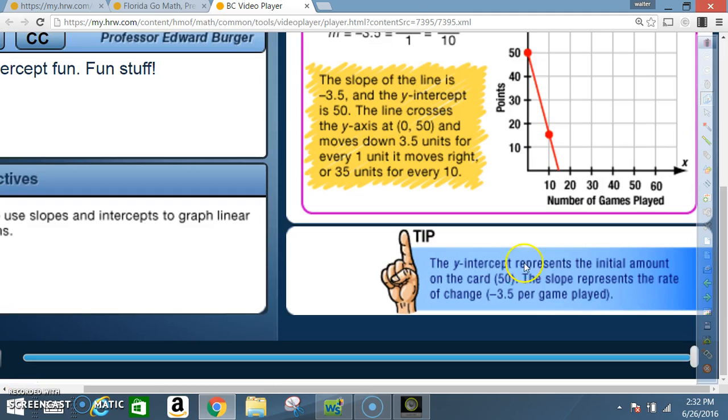And once again, the y-intercept represents the initial amount on the card at 50. The slope represents the rate of change, a negative 3.5 per game played.